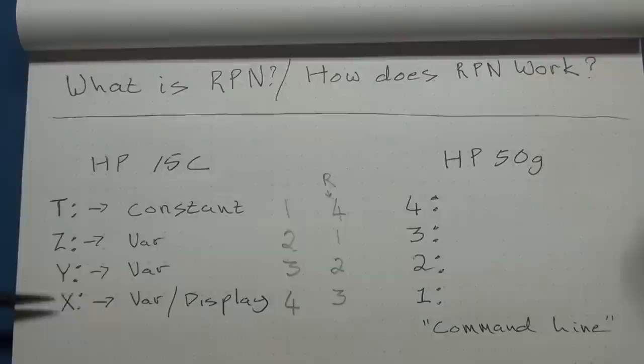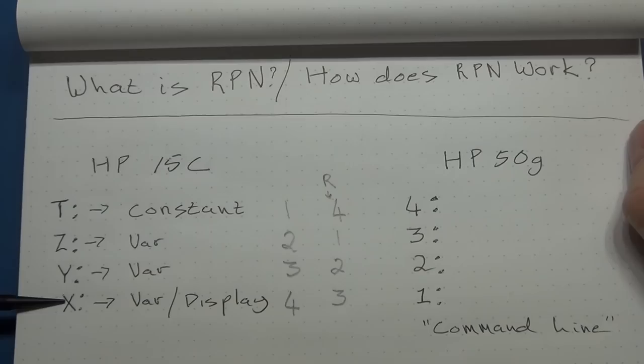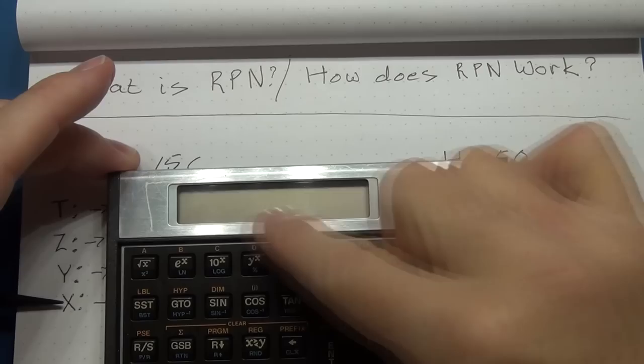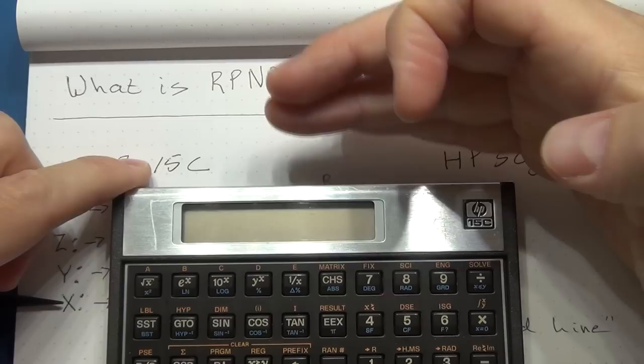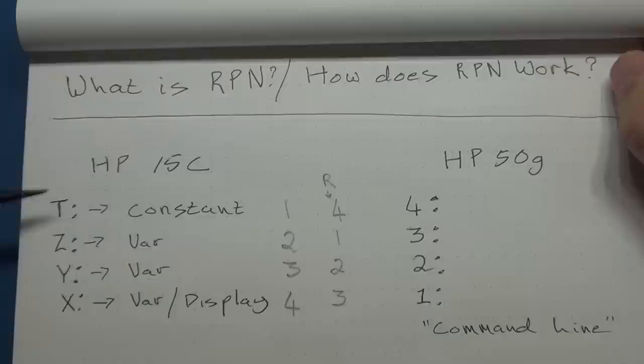Whereas on the HP 15C, it's not labeled 1, 2, 3, it's X, Y, Z, and T that are your stacks. Now your X is the one in the display. Because the 15C only has a single line display and you cannot see the rest of it, you kind of have to use your head a little bit and imagine the stacks going up. But that's why it's critical to understand that you do have these stacks above. And there's a little unusual thing about T.